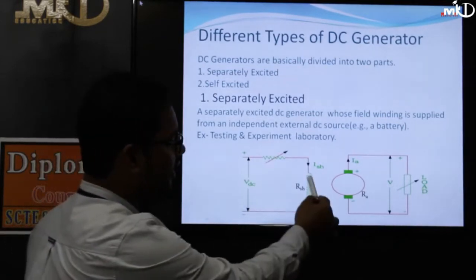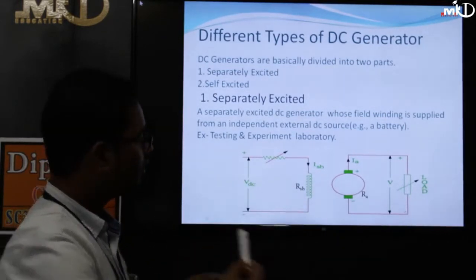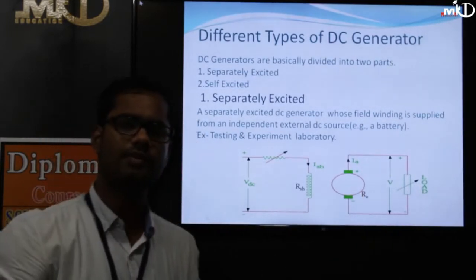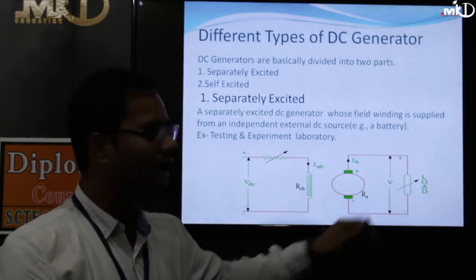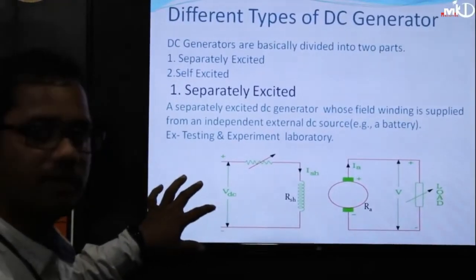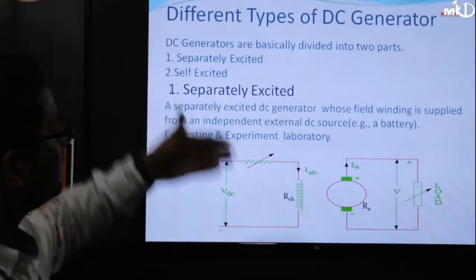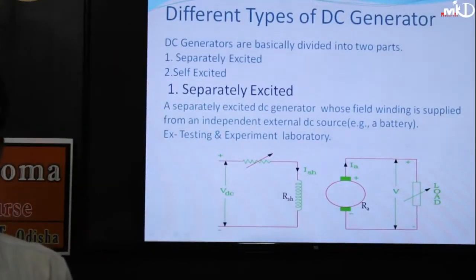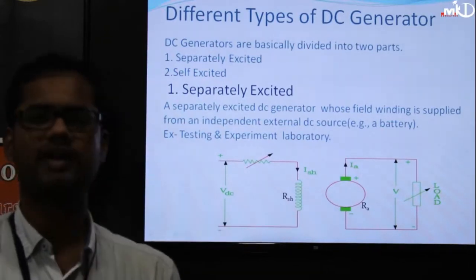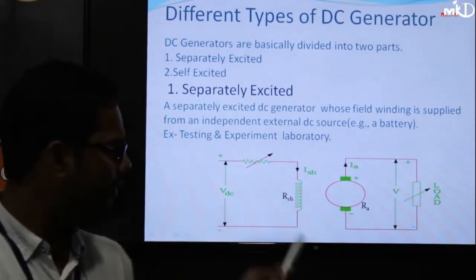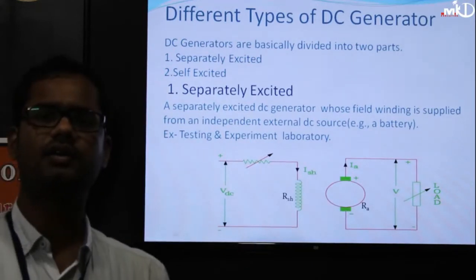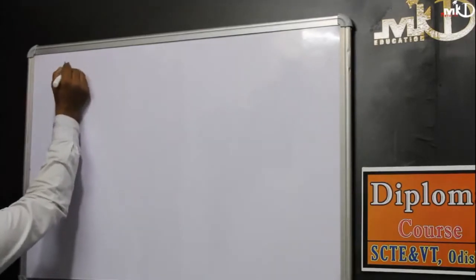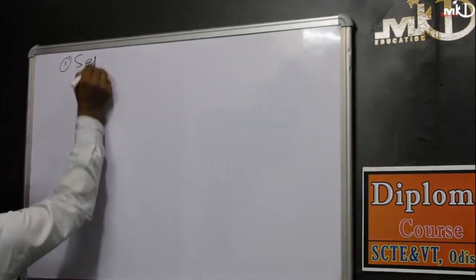With that field, an EMF will be generated in your armature. You can say voltage or EMF, whatever. So here we have to give the supply. With that, it is divided into two types: one is self-excited, another is separately excited. First come to self-excited. The diagram is already there, so I will not draw it again. The first one is separately excited.